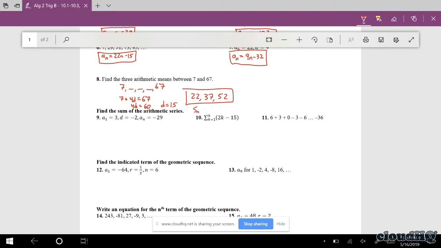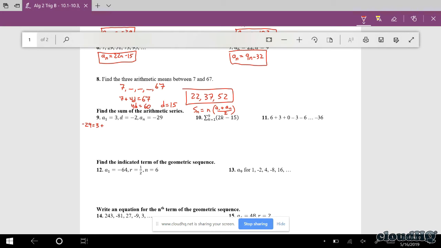Sum formula is this. So looks like on number 9, we don't know what the n value is. It says a sub n, and we need to know what n value is. So I would start off with my arithmetic sequence formula. I know -29 is the nth term. I know a sub 1 is 3.